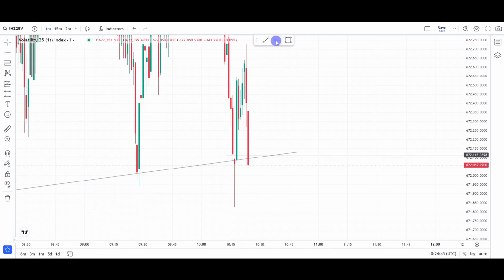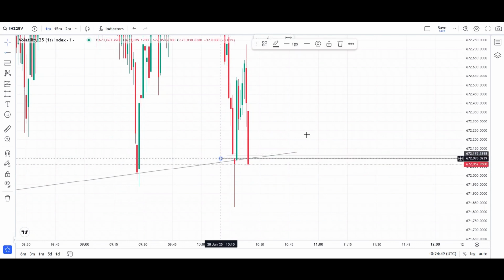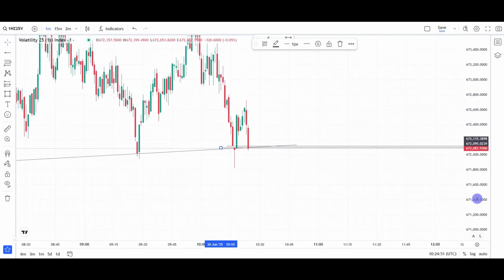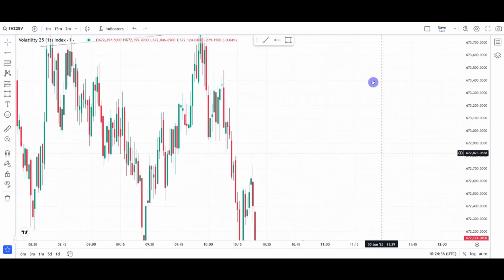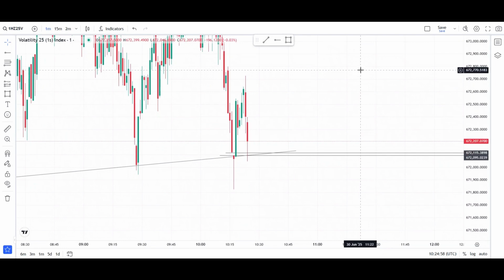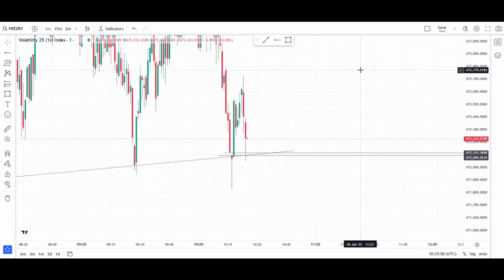Notice this gap right here. Price shouldn't close above it. Price shouldn't close below it. I don't know why I keep making that mistake.